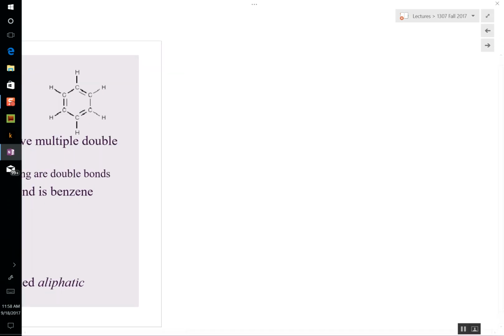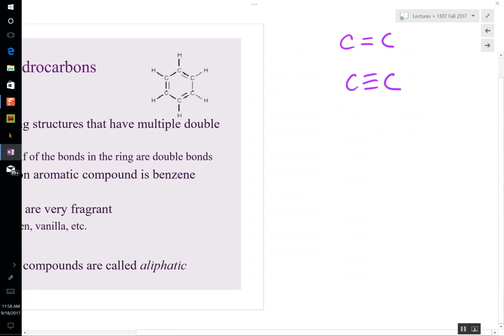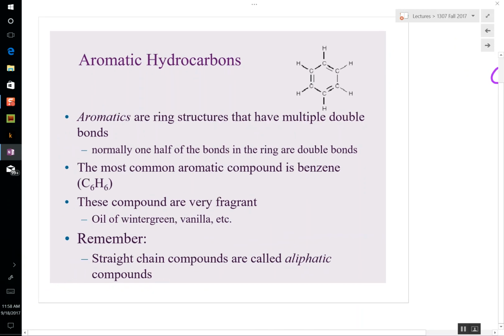All right, so what I want to tell you is aromatics are not alkenes. They're not alkynes. They do have double bonds in them, but the double bonds are conjugated. What do I mean by that? Alternating double bonds. Double, single, double, single, double, single in a ring structure. That's an aromatic compound. This is the most common example of an aromatic compound, benzene. Benzene.